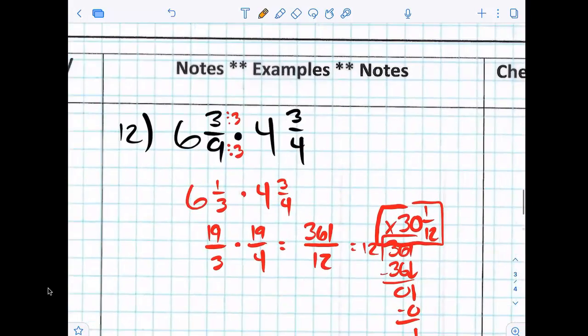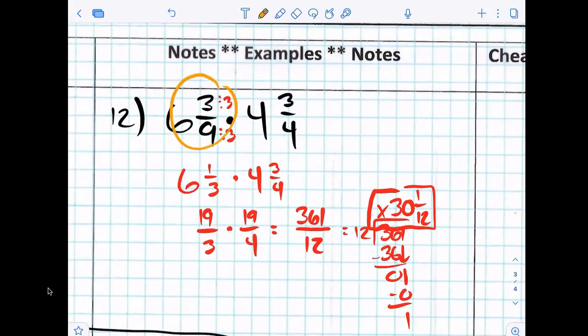Yes. Number 12, again, I think Aspen told us this one. Can we reduce this early? Yes. So instead of doing 6 3/9 times 4 3/4, we did 6 1/3 times 4 3/4, right? Yes. We cool with all this? Yes.